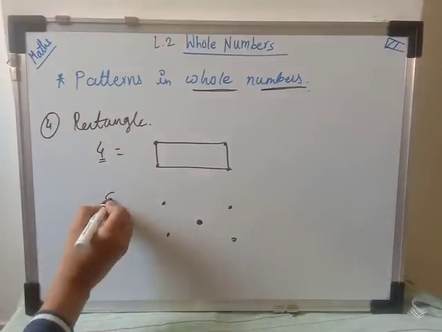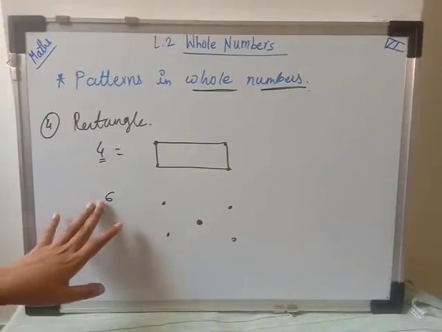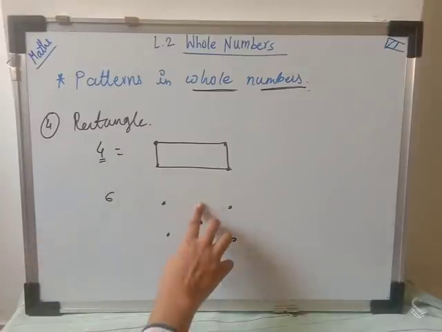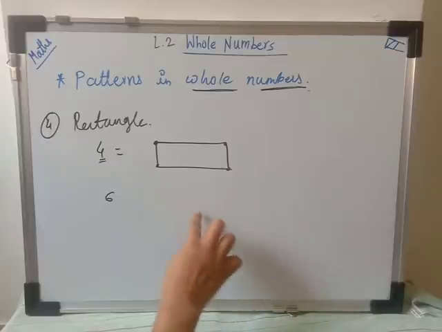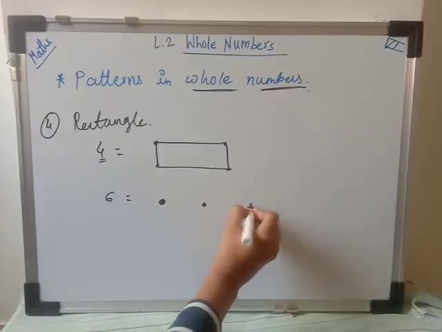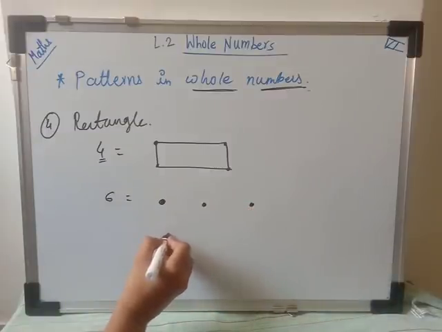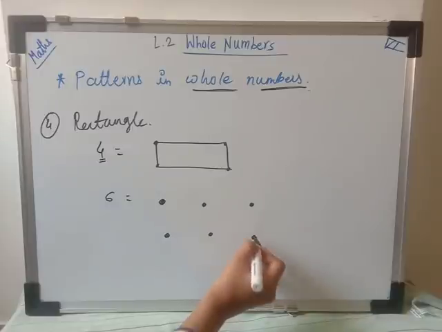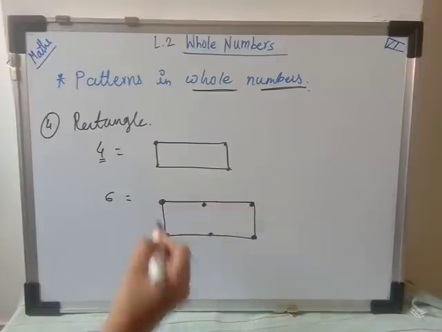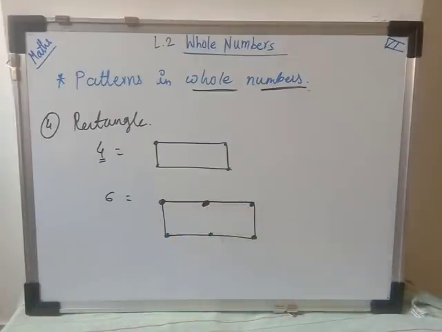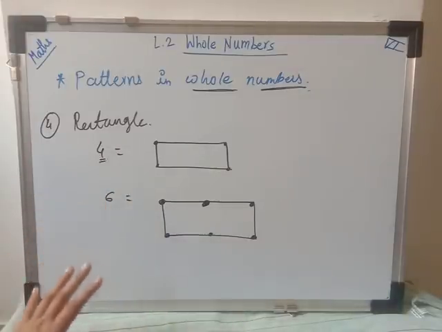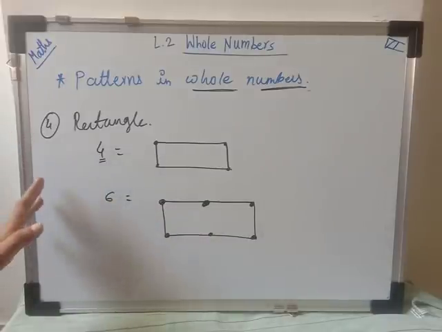Okay, so let's take 6. You have to arrange the 6 dots in such a way that you can make a rectangle. So here, 1 2 3, okay, 3 dots done. 1 2 3. Now connect all the dots together. Okay, so here we got the rectangle. So in this way you have to try it in your notebook. Just arrange the dots and see whether you can make a rectangle of that number or not.